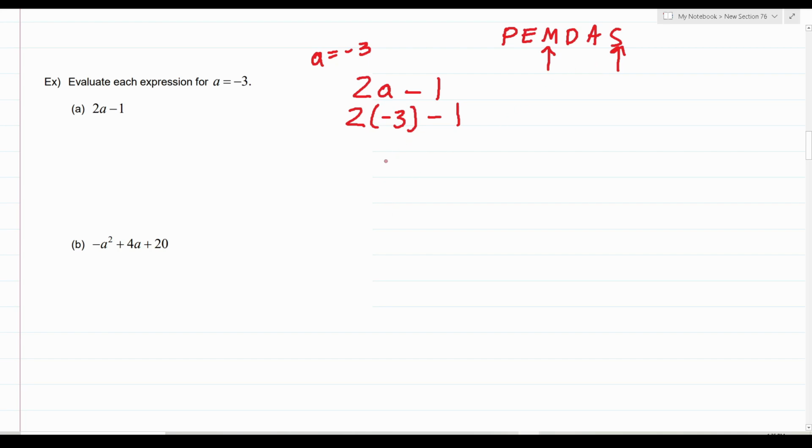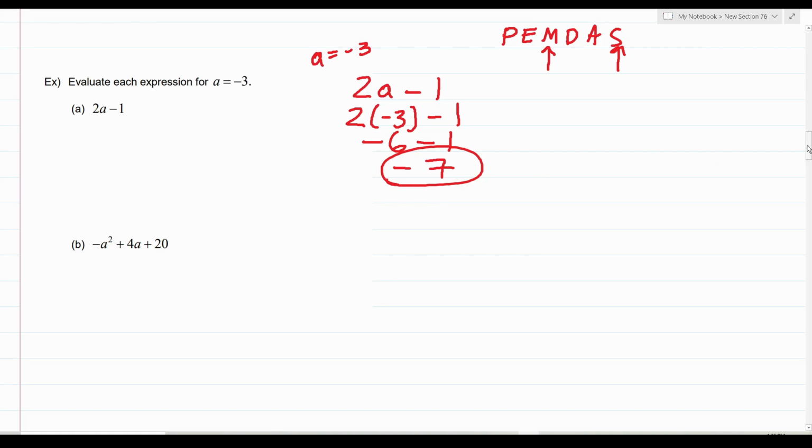So 2 times -3 is going to be -6. Again, a positive times a negative is a negative. -6 minus 1 is what we're left with. That's subtraction. -6 minus 1 is -7. All right, so the answer to that one is -7.